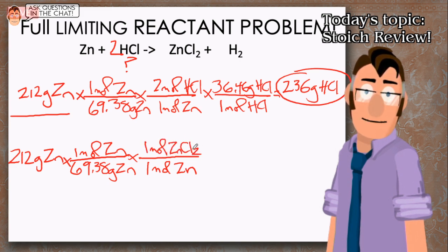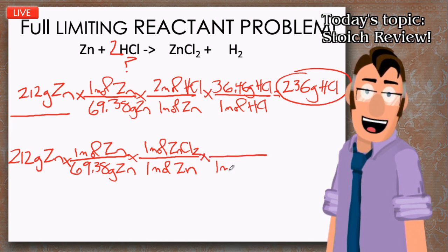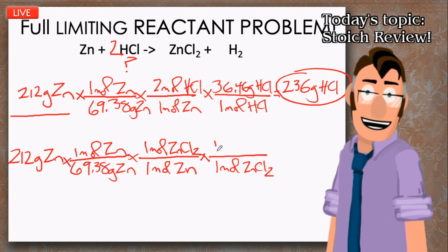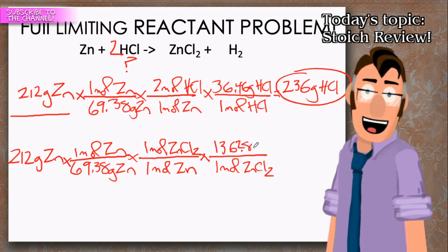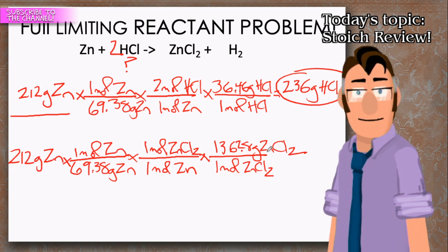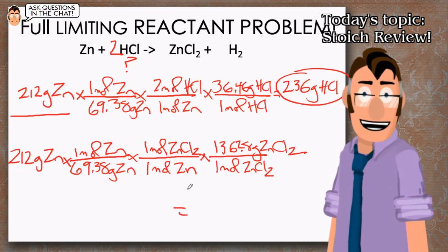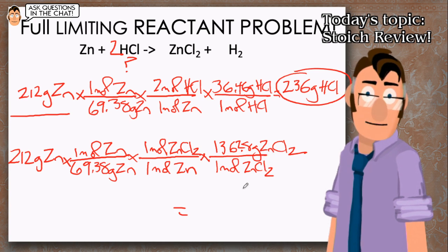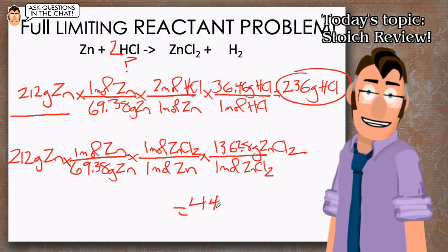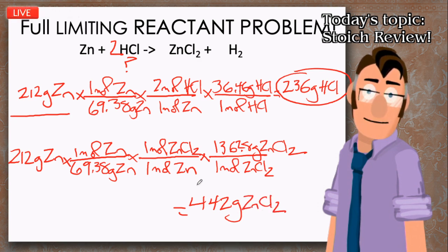All right, so I'm solving for zinc chloride. I'm putting zinc chloride on the bottom. And again, label everything. Here's our molar mass that we determined. Sorry for the sloppiness here. All right, and then I'll put that under here. That ends up being 442 grams of zinc chloride.